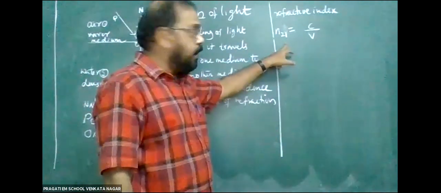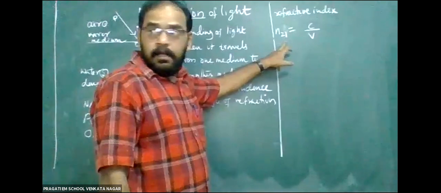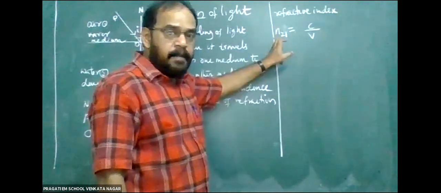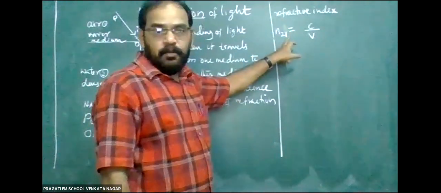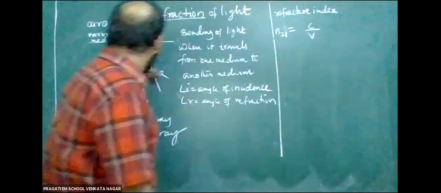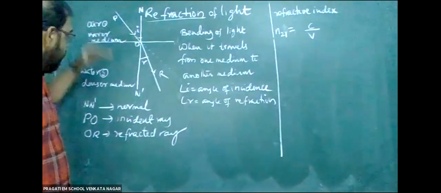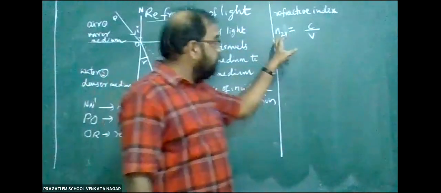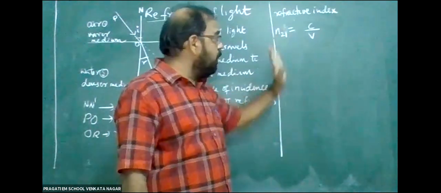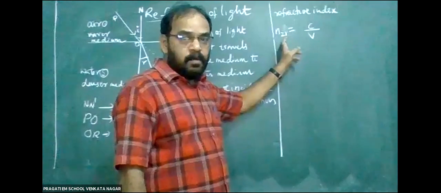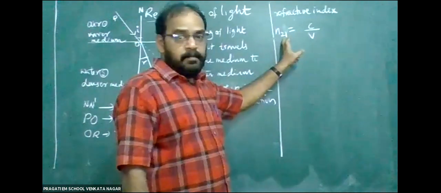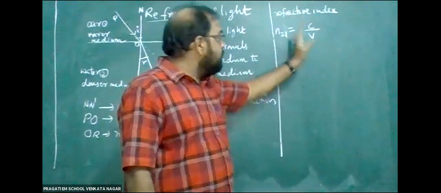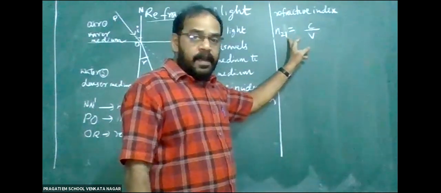N21. Listen carefully. N21 means refractive index of the second medium with respect to the first medium. Here there are two media. Medium 1 is air, medium 2 is water. So N21, what is the meaning? Refractive index of the second medium, in this case water, with respect to the first medium. In this case, the first medium is air.